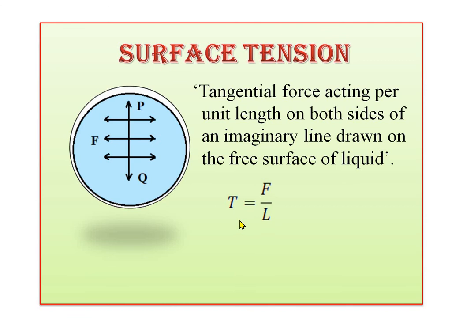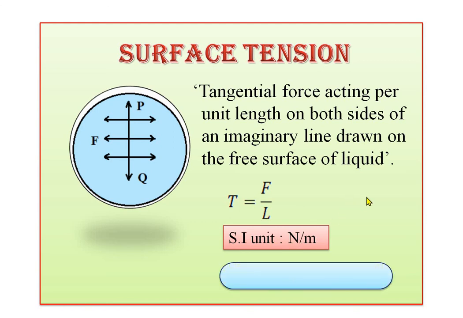From this, surface tension, denoted by T, is equal to F divided by the length L. The SI unit: force is in Newton and length is in meter, so the SI unit is Newton per meter. From this we calculate the dimension. The dimension of surface tension is 0 in length, 1 in mass and -2 in time.